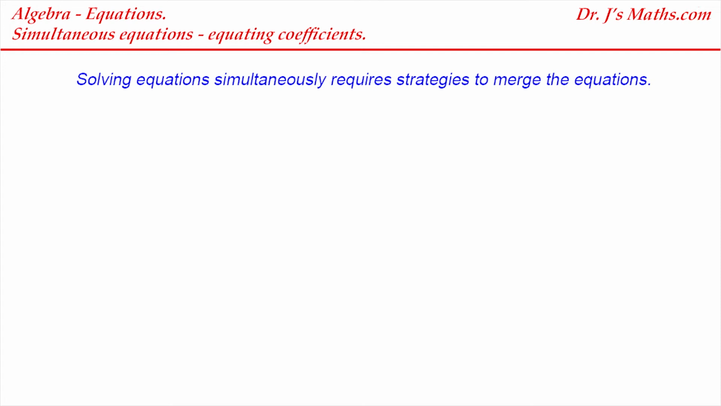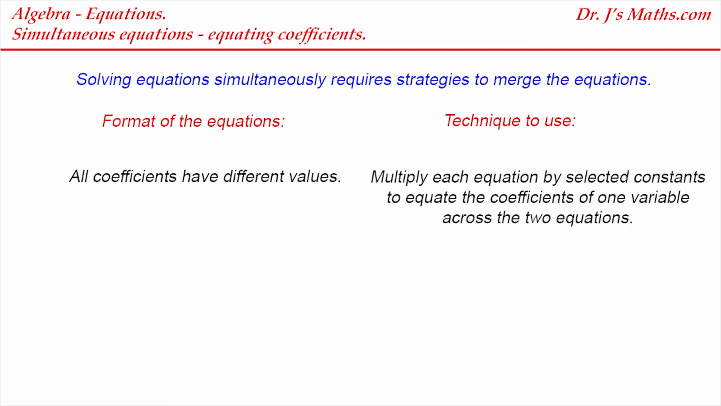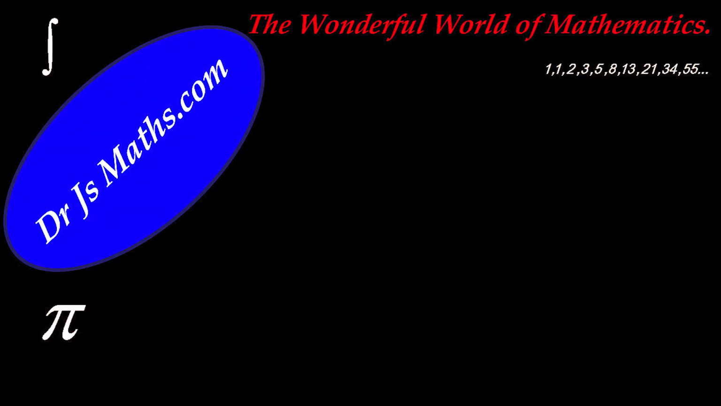Solving equations simultaneously requires strategies to merge the equations. We've dealt with some of those strategies in the previous video, and we've continued them in this video. So to add to your list that you've made at the end of the second video, we can say that if the format of the equations is such that all coefficients have different values, then the technique we're going to use is to multiply each equation by selected constants to equate the coefficients of one variable across the two equations. Hope you understand these techniques and when to use each.